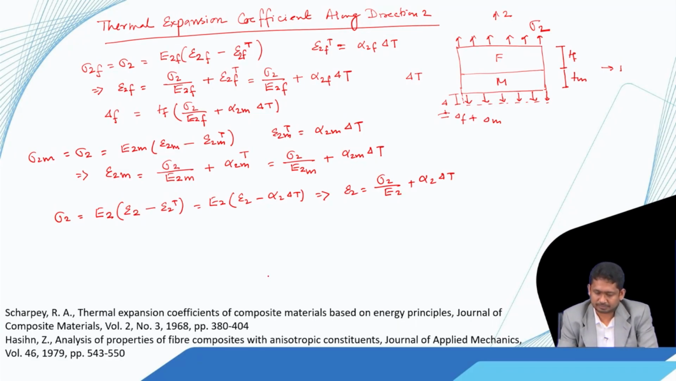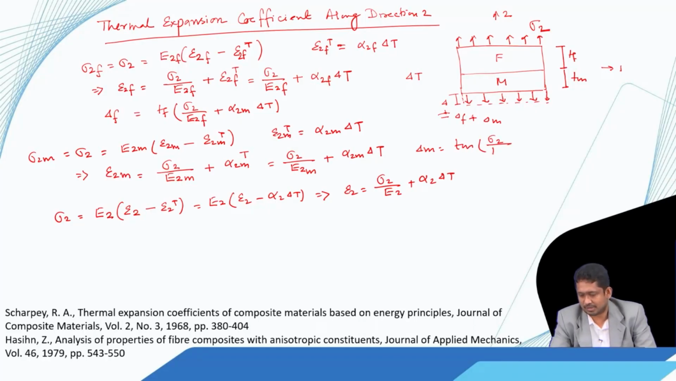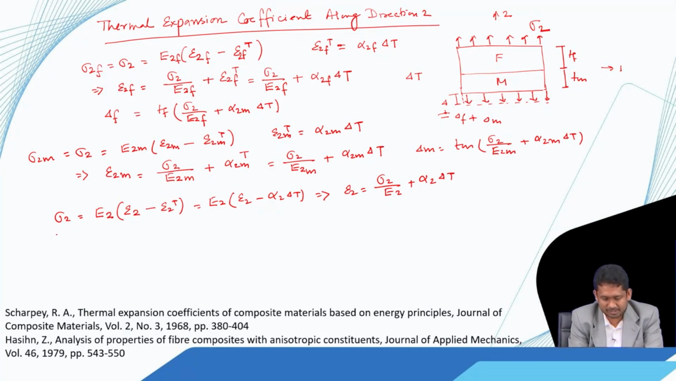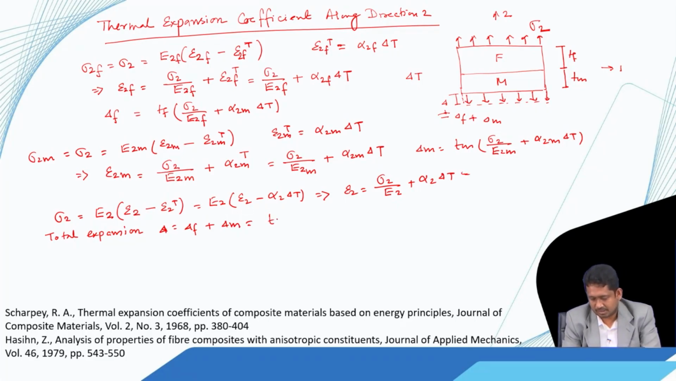And as in the previous case, for the matrix we can write delta m is equal to Tm multiplied by sigma 2 by E2m plus alpha 2m into delta T. Similarly, for the total expansion, delta is equal to delta f plus delta m, and from this equation we can write it as Tf plus Tm multiplied by sigma 2 by E2 plus alpha 2 into delta T.